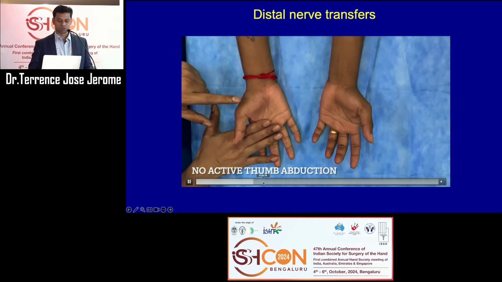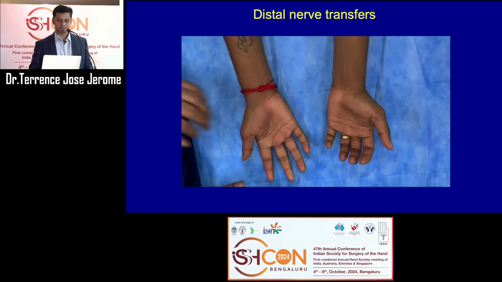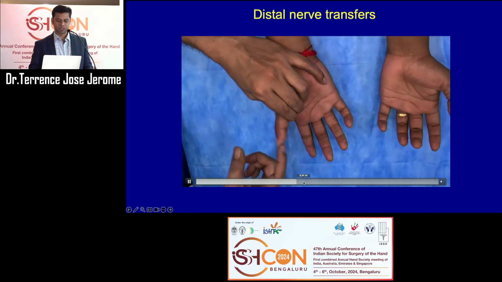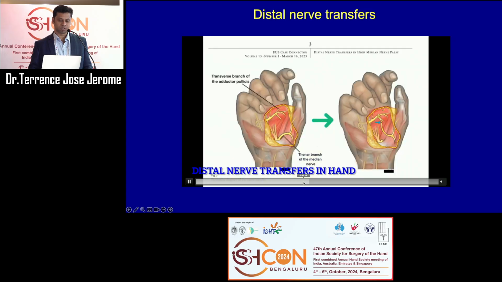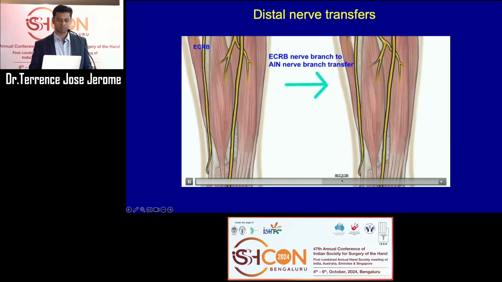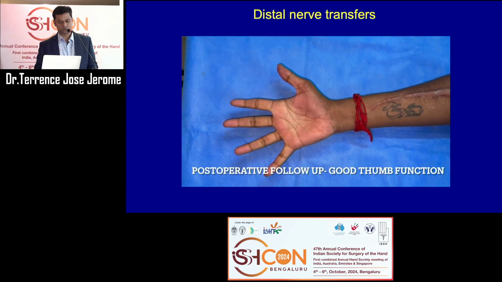And abduction was not good. There was no FPL and there was no movement of the FDP finger of the index. So what we innovated was that we found the branch of the terminal divisions from the ulnar nerve, and then we could do, in addition, ECRB to the anterior interosseous nerve branch. This is what we could get.